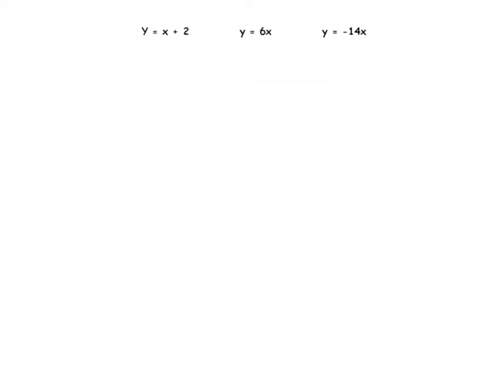Next, we have to look at some equations and see if they're proportional. The first step is always to say, if I plug in 0 for x, do I get 0 for y? Let's try it. If I put in 0, I get y equals 2. So this is not a proportional relationship.